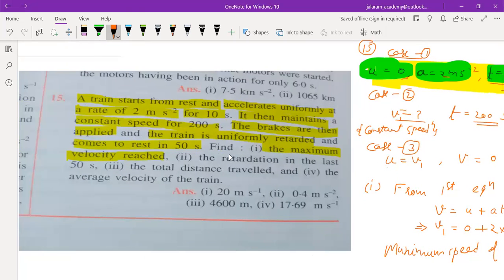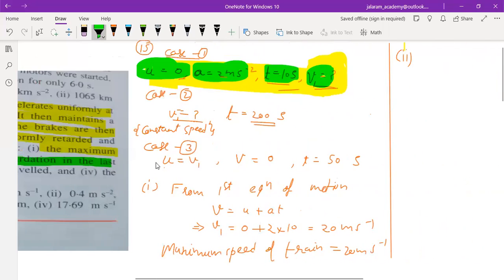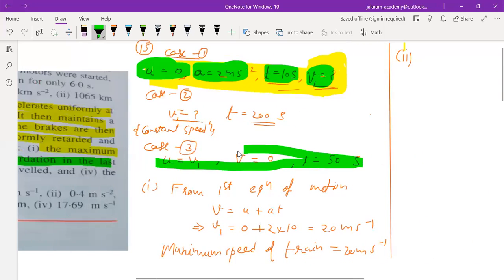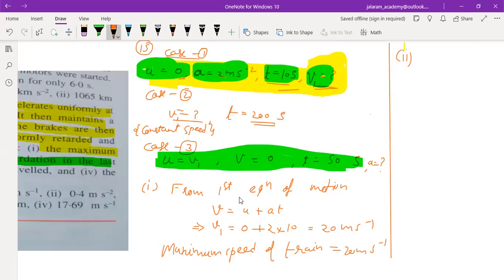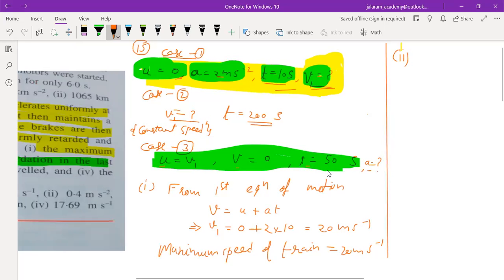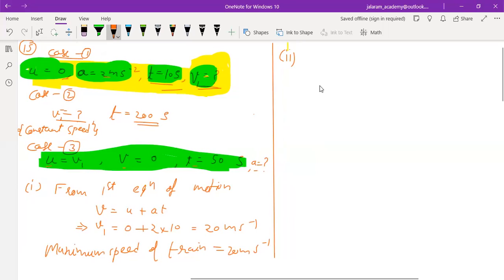In second part, we have to find the retardation in the last 50 seconds. Means in this we have to think about the third case. In that we have to find retardation. Retardation means acceleration. So this is again v, u, a and t. So again we use the second equation of motion.